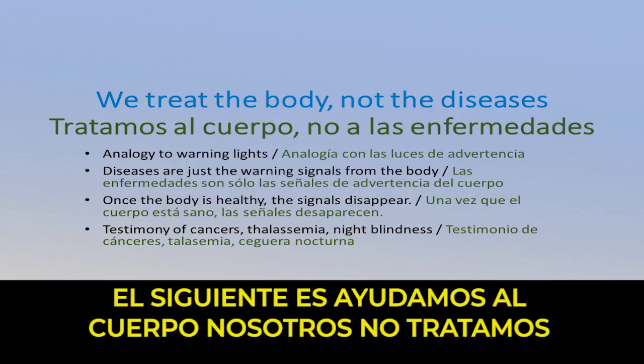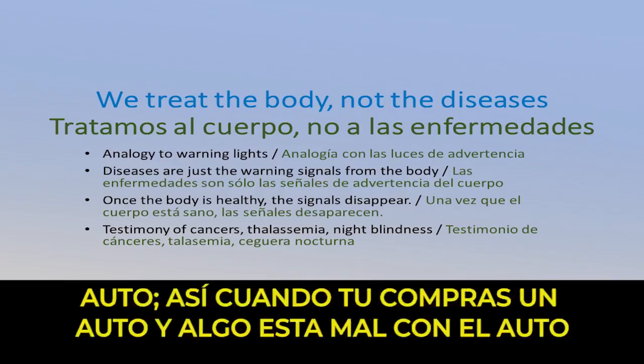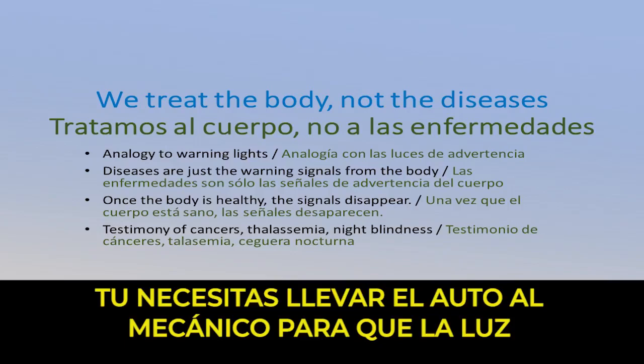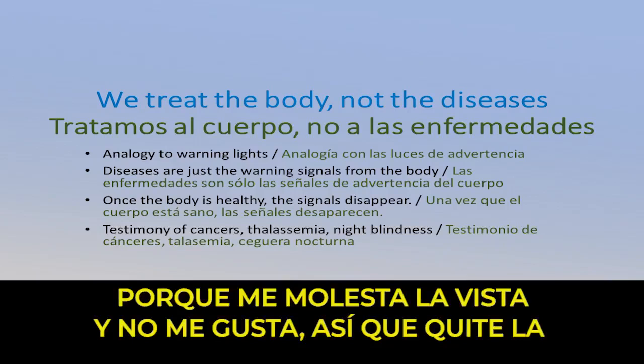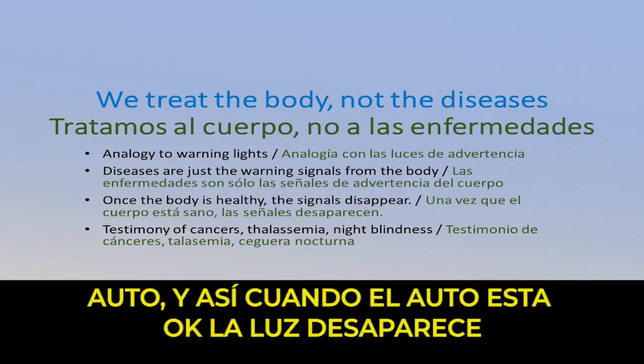Now, the next rule is we treat the body. We do not treat the disease. This is an analogy to the warning lights in your car. When you buy a car, sometimes there's something wrong with it, so there are some warning lights. What are you going to do with the warning lights? You need to send the car to the mechanic to repair it, so that the warning light will disappear. You cannot ask the mechanic to remove the light because it's hurting your eye. You cannot do that. You have to repair the car. When the car is okay, the light is gone.